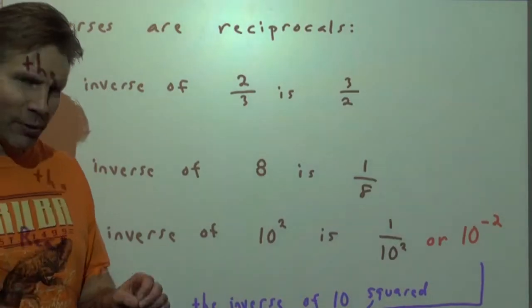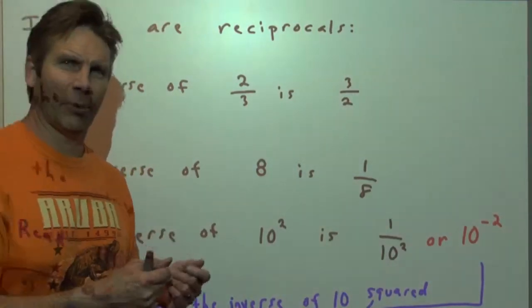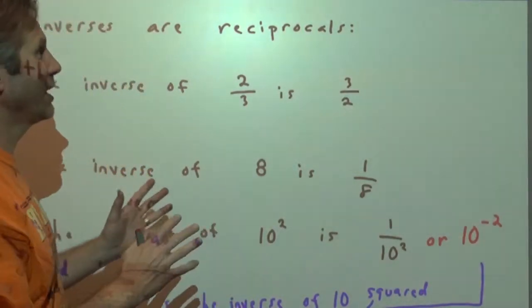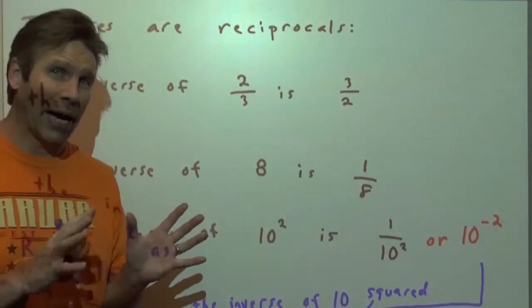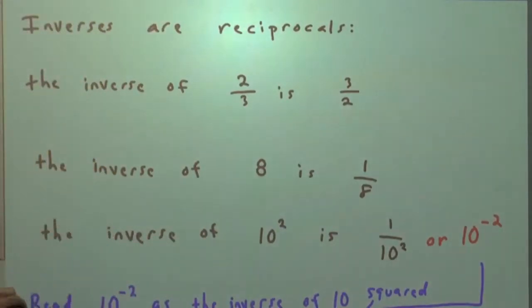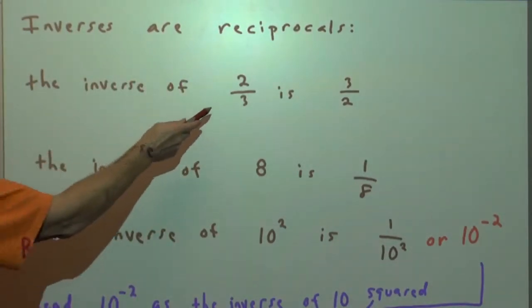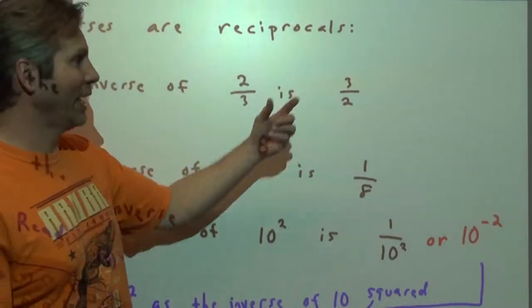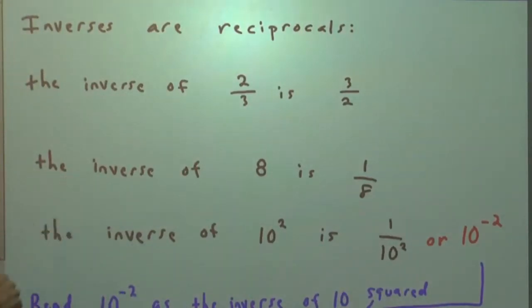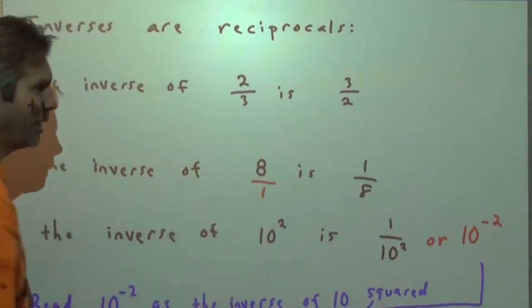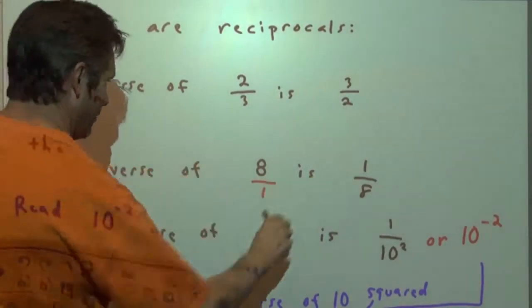Inverses. In the world of math, let's not use the word reciprocal as much as we do. Let's try to use the word inverse. It is a more powerful, dynamic, mathematical term. So inverses are reciprocals. The inverse of 2/3 is 3/2. The inverse of 8, well, put 8 over 1 and flip it. That's the inverse of 8.